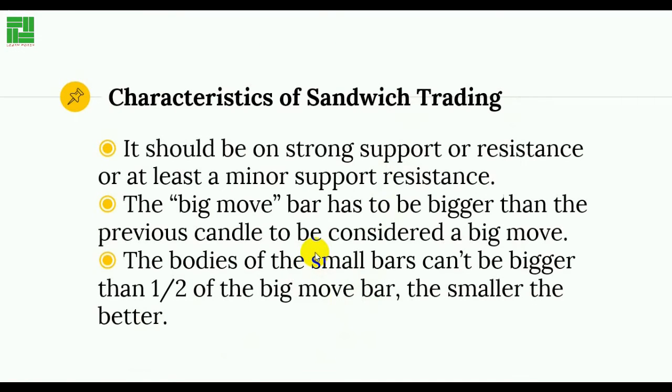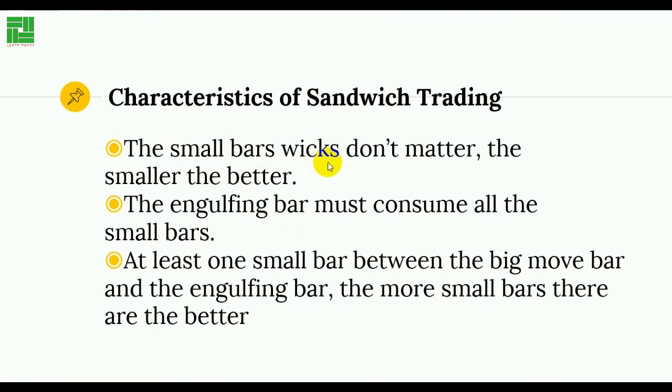So what are the characteristics of the sandwich trading setup? First of all, it should be at a strong support or resistance, or at least a minor support or resistance level. The big move bar has to be bigger than the previous candle to be considered a big move. The bodies of the small bars cannot be bigger than half of the big move bar. The smaller, the better. The small bars' wicks don't matter. The engulfing bar must consume all the small bars. At least one small bar between the big move bar and the engulfing bar is required. The more small bars there are, the better.